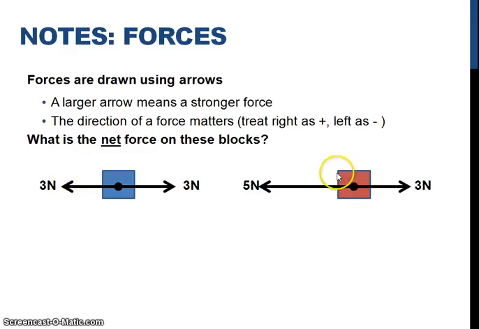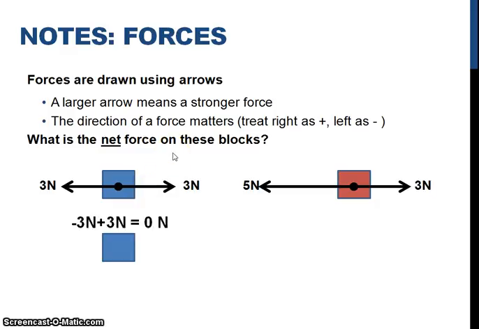So on this one, though, we can see we have 3 newtons pulling on it to the right and 5 newtons pulling on it to the left. So if we wanted to know what the net force is, we're going to have to define the forces to the right as positive and to the left as negative and add them up.